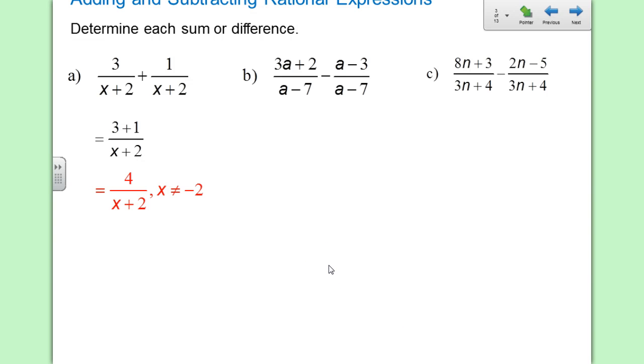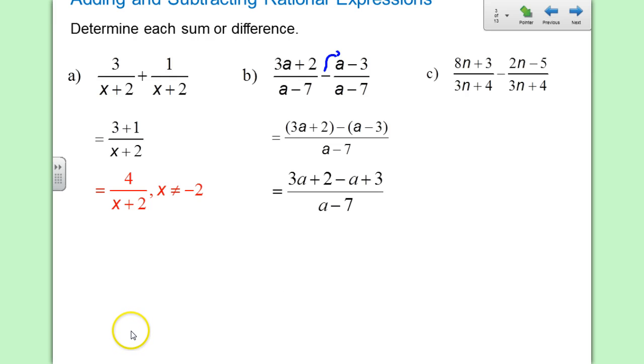I want you to really think about this subtraction and how that might apply. As we subtract, who are we subtracting? Well, it's really subtracting all of that numerator, so we end up with 3a plus 2 minus (a plus 3), to give us an answer of 2a plus 5 divided by a minus 7.